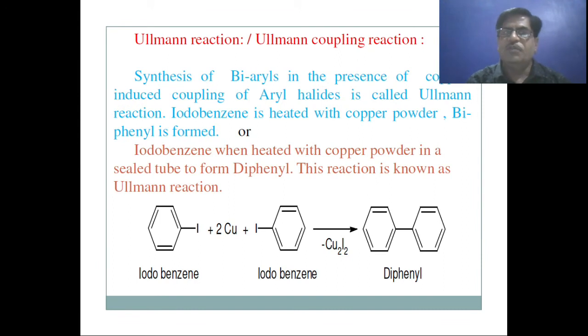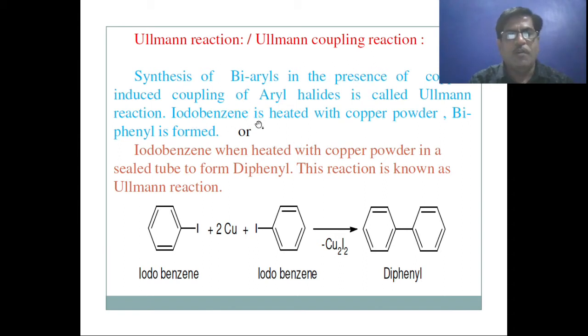Now the third and last reaction of this chapter: the Ullmann reaction, or Ullmann coupling reaction. So what is the Ullmann reaction? It is the synthesis of bi-aryls. Bi means two, and aryl means aromatic rings. So the copper-induced coupling of aryl halide to give bi-aryls is called the Ullmann reaction.